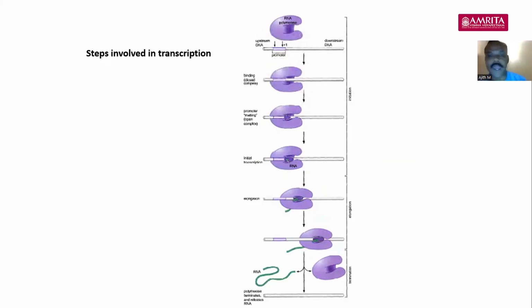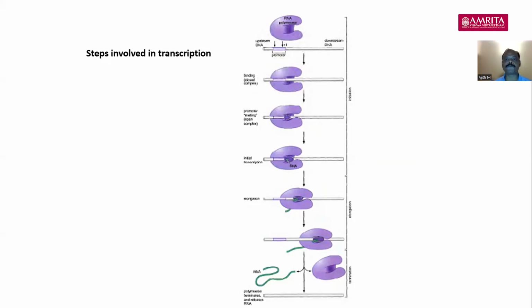So each step is very, very important. Why? Because each step leads to the next. If the first step doesn't happen, the second and the third don't happen. If the second is not initiated, the third doesn't happen, and so on. It is a cascade. The first step, the second step, and the third step.